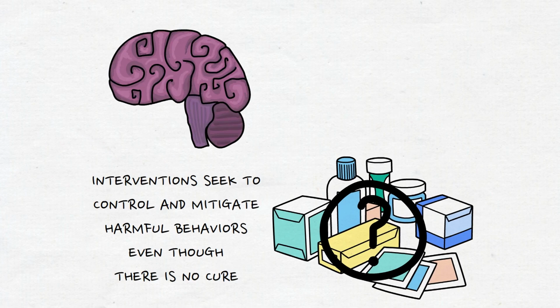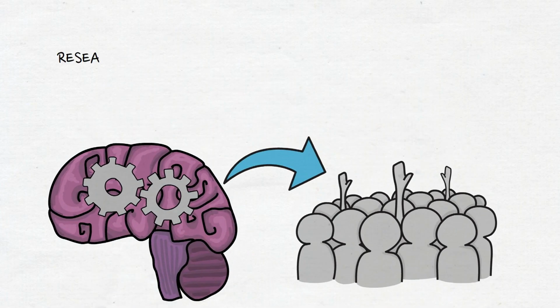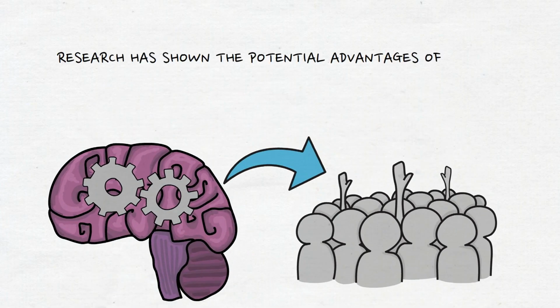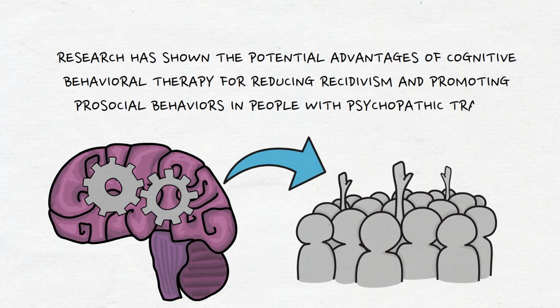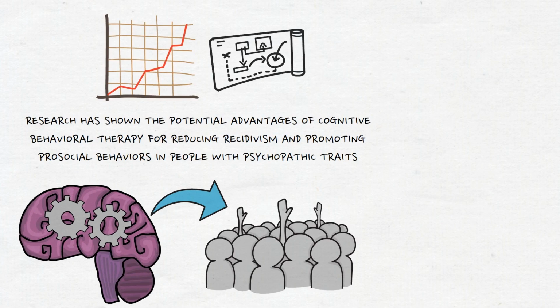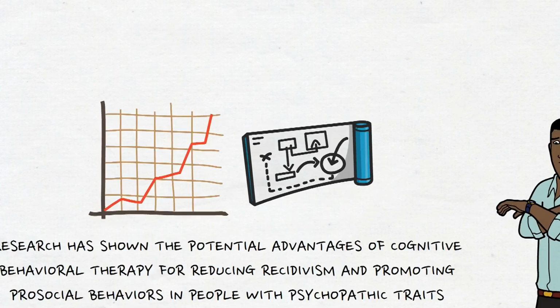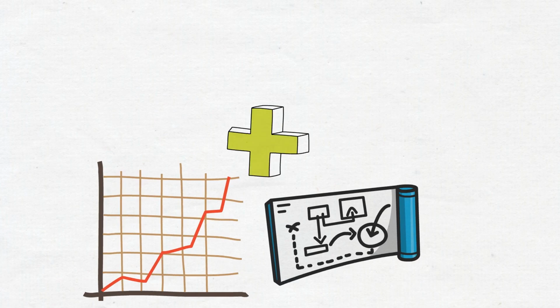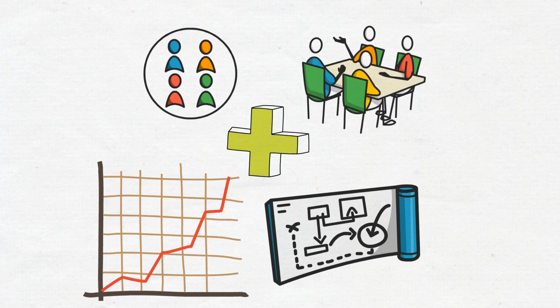Cognitive behavioral therapy has worked for some people, especially when it comes to dealing with certain traits that are linked to these disorders. Research has shown the potential advantages of cognitive behavioral therapy for reducing recidivism and promoting pro-social behaviors in people with psychopathic traits. Recognizing that change is gradual and a complex process, it's crucial to approach treatment with realistic expectations. Additionally, the rehabilitation process is greatly aided by the presence of support systems, such as family and community resources.